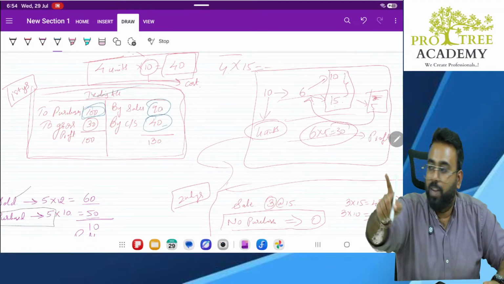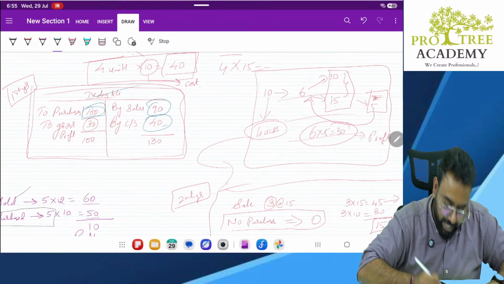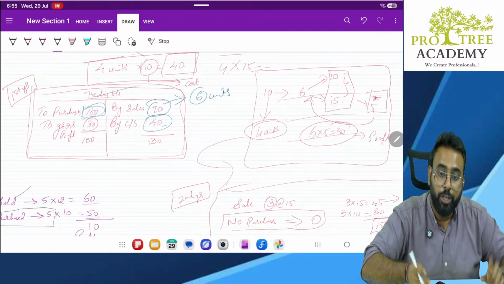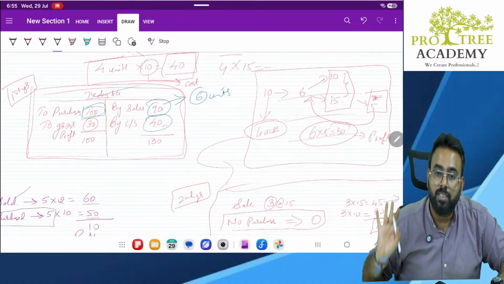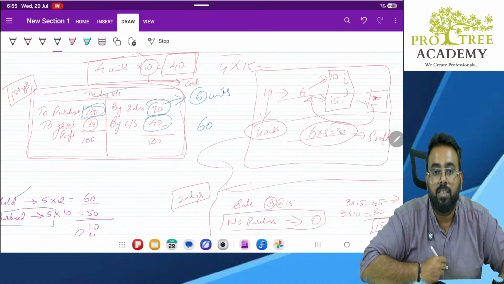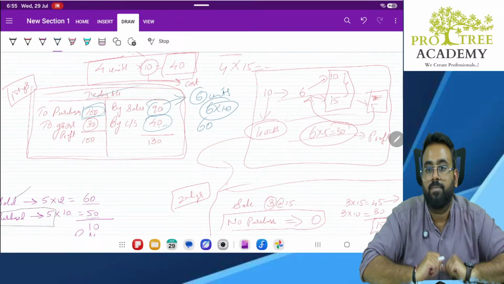Every revenue will have its expenses. How much revenue was there, sir? Revenue was 90. How did you come at 90? Sir, 6 units sold. So, you will match this 6 units revenue with 6 units cost. Correct or no? So, 100 minus 40 is nothing but 60. Sir, what is this 60? 6 into 10. 6 units cost.